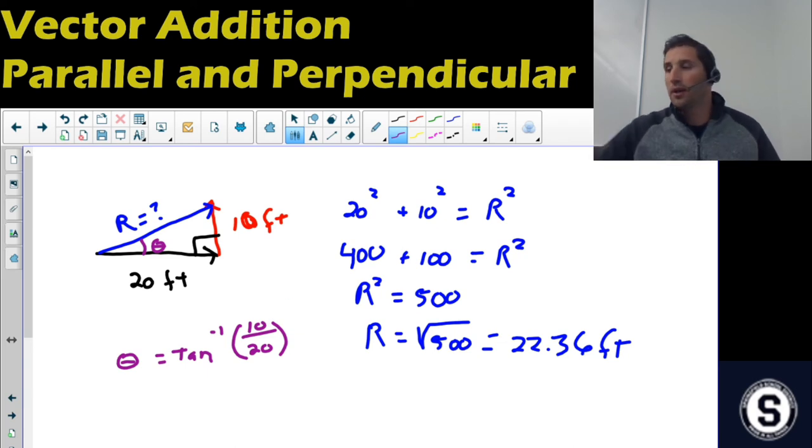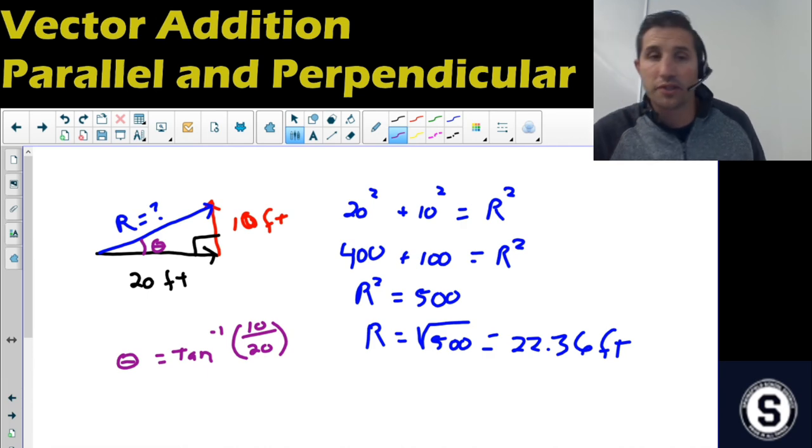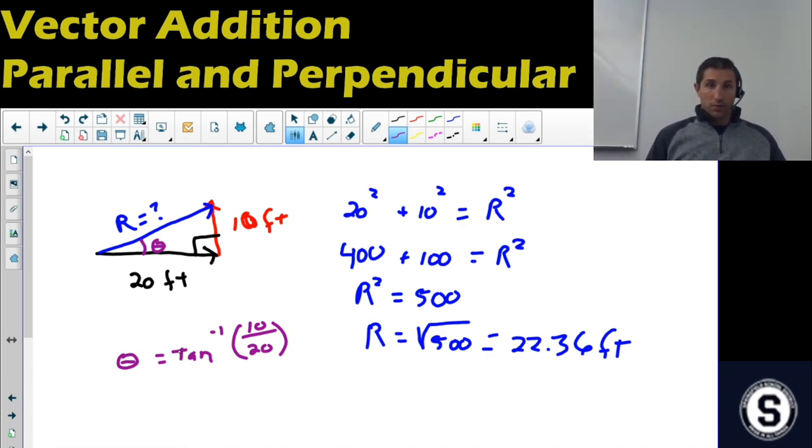So I'm going to set that up and do it as well. Inverse tangent of 10 over 20. All right, I get 26.6 degrees. So the angle is 26.6 degrees. If you look, our answer is this blue vector here. It is 22.36 feet at 26.6 degrees.